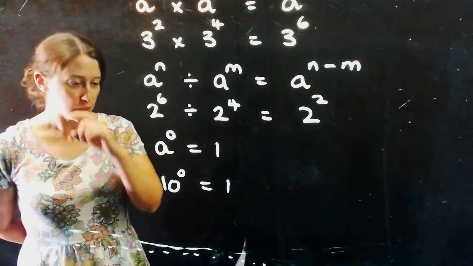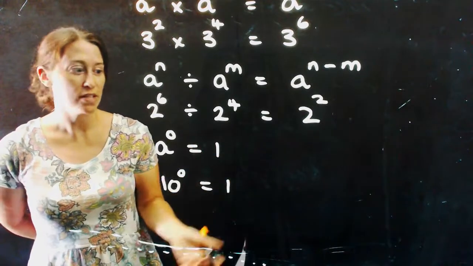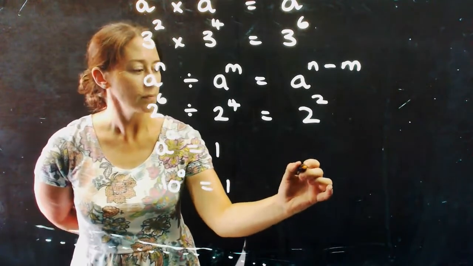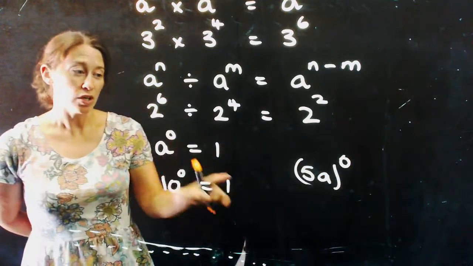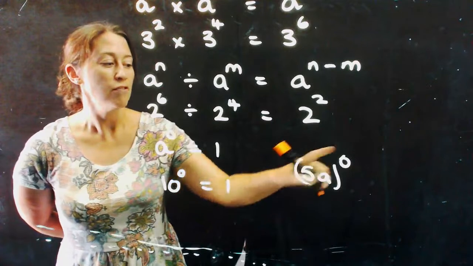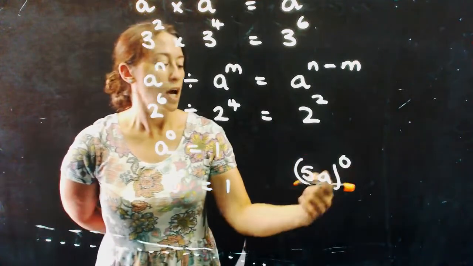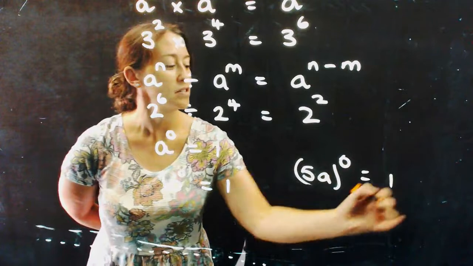Where you've got to be careful with this rule is if you've got a problem which involves a 0. So it might be that you're doing 5a to the power 0. Now, because there are two things within this bracket, each of those has to go to the power 0. 5 to the power 0 is 1, and a to the power 0 is 1. 1 times 1 is 1. So the answer to that is 1.